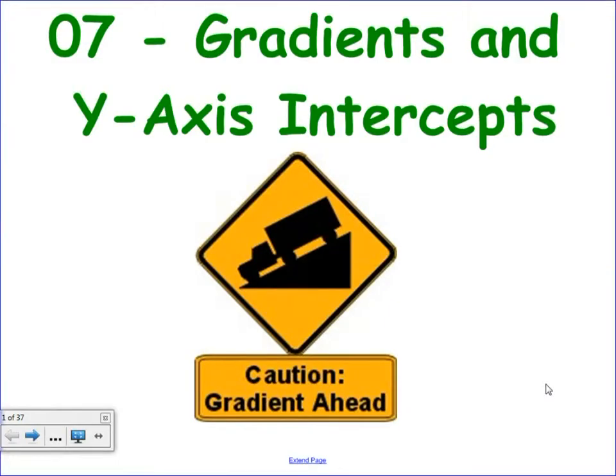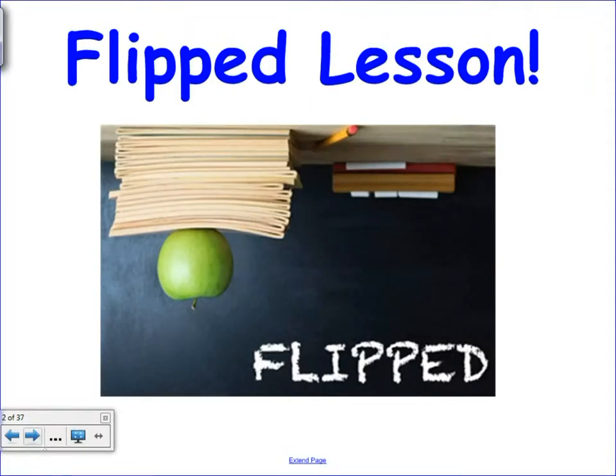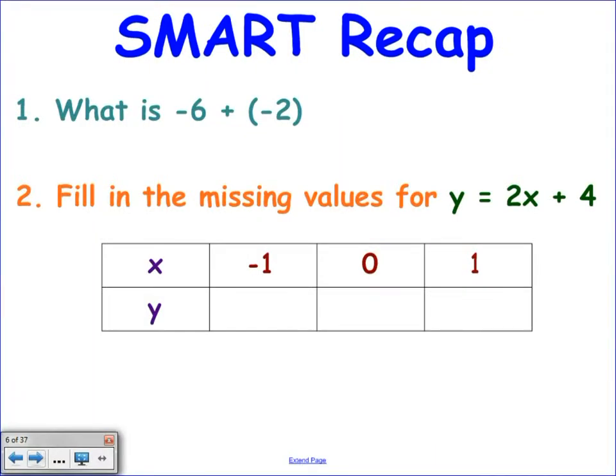What we're going to do today is lesson 7, which is gradient and y-intercept. Before you went away for half term, in lesson 6, I gave you a handout to do with gradients and y-intercepts. And we called it a flip lesson, and the idea of this was that you went away, you watched the flip lesson video on YouTube, and you used the notes that I gave you to understand what gradients and y-intercepts are. Okay, so I'd like you to carry out these two.